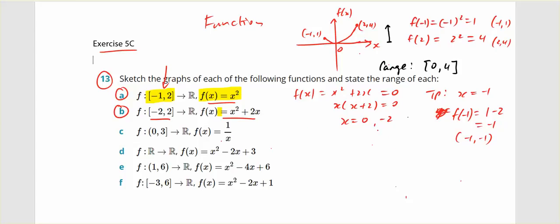So when I draw the graph, we have an intercept at 0 and at -2. Can you see our domain of the graph is going from -2 to 2? I know the graph shape is going to look something like this because it's an upright parabola, and we've got a turning point at -1.